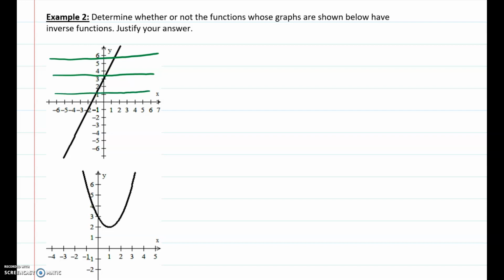But what you notice is all of these horizontal lines I'm drawing, each of them only crosses the graph at one point. There, there, there, here, and here. So since each horizontal line only touches the graph once, this passes the horizontal line test. And what that tells you is that that function does have an inverse.